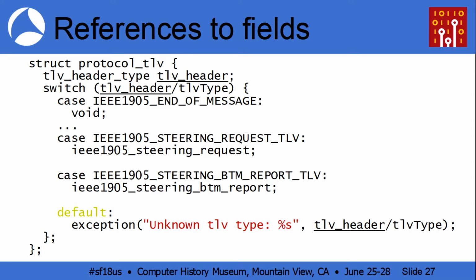If it's an end of message type, then void. We have no structure following that, so all we get is the TLV header. But if it's one of these other things, then there's a structure associated with that. And if it's a default, then we can print out an exception. The intent here is that we can use standard printf type strings to say, hey, it's an unknown TLV type, and this is the value of that unknown TLV type, so that you can interpolate various things into there.